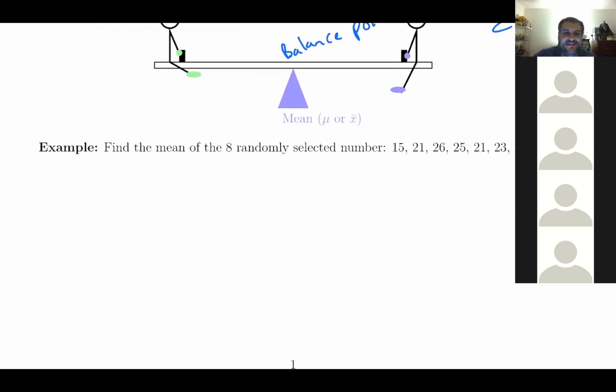All right, so for this problem, it says find the mean of the 8 randomly selected numbers. All right, so here goes our data. So very much as our x. So for this one, is this a sample or do I have the entire population? So for this one it will actually be a sample.